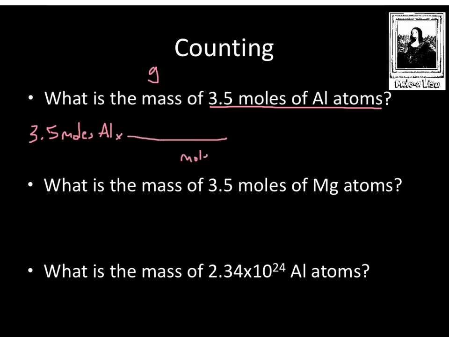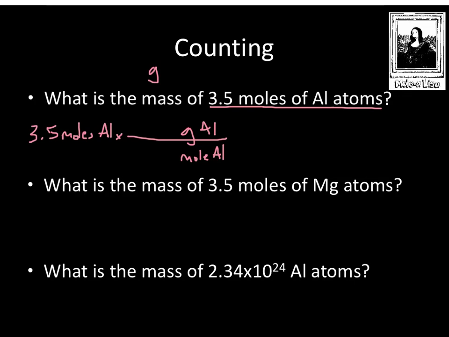You guys are so smart. That's right, moles of aluminum. And what's going to go on top? Well, we want to convert moles into grams. So we don't necessarily know where we're going with it, but let's just go ahead and put grams up there to see what happens. So how many grams per aluminum? Do we have a way to figure that out? Yes, we do. The molar mass.